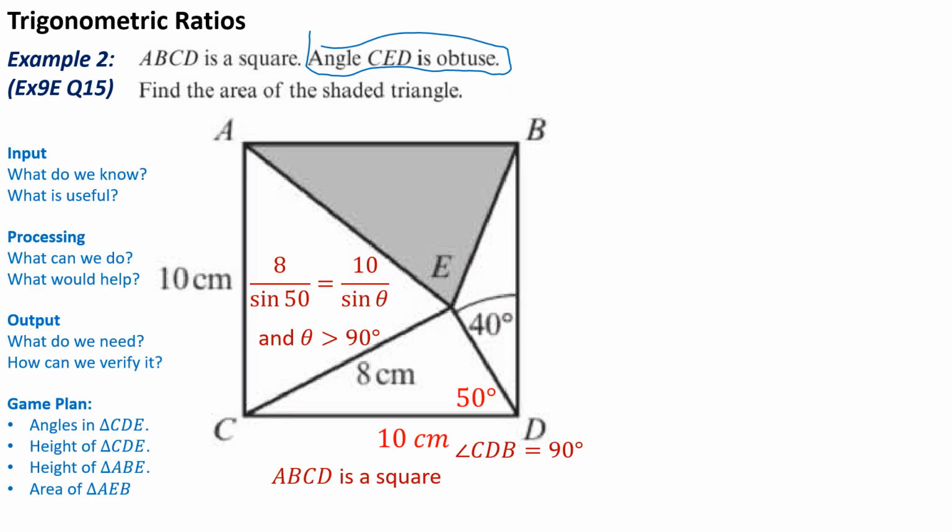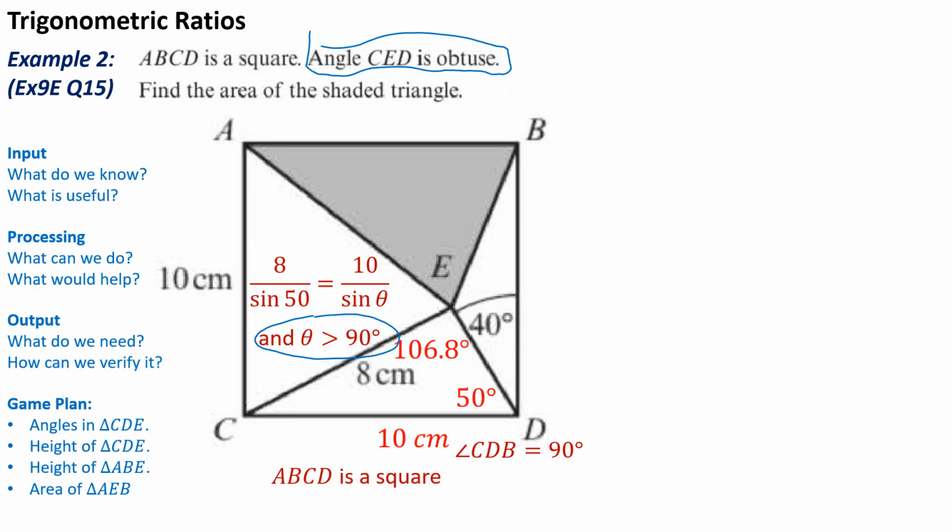Classic example here. What's the relevance of that? Well, that's where the ambiguous case comes in. If you know that sine theta is equal to 10 over 8 times sine 50, that's all well and good, but if you then do inverse sine and assume that you found the correct answer, you might well be wrong.